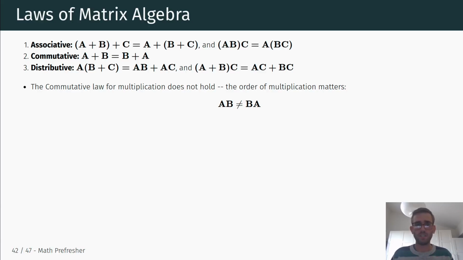There are a couple of important laws of matrix algebra. The first is the associative law, so A plus B, in parentheses, plus C is equal to A plus, in parentheses, B plus C, so we can shift parentheses and matrix addition around. Same with multiplication and parentheses. We also can switch around the order for addition, and we can distribute, similar to what you know from regular algebra. But what is most important is that the order matters in matrix multiplication. So A times B is not equal to B times A.